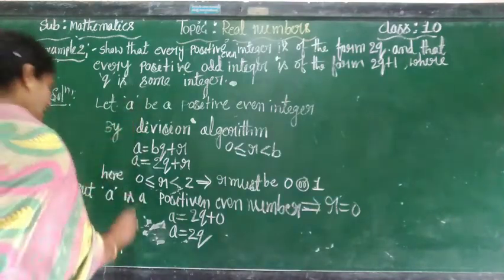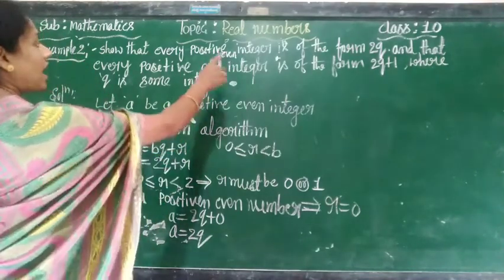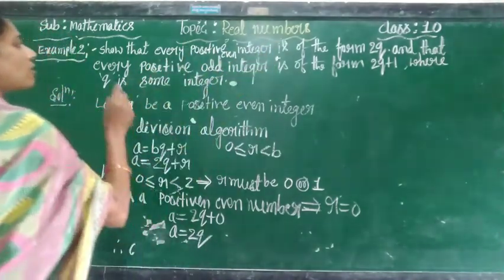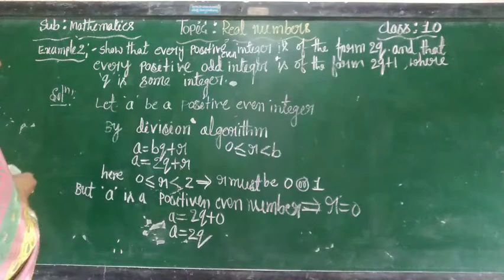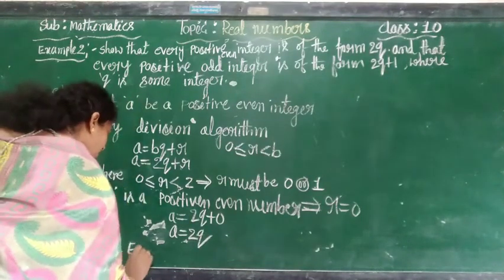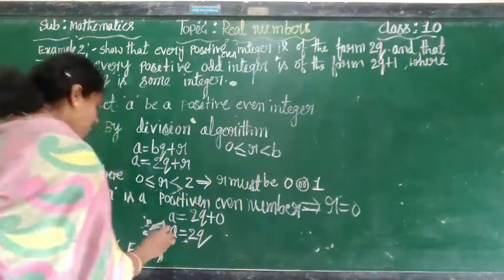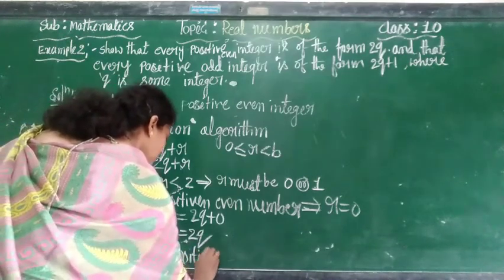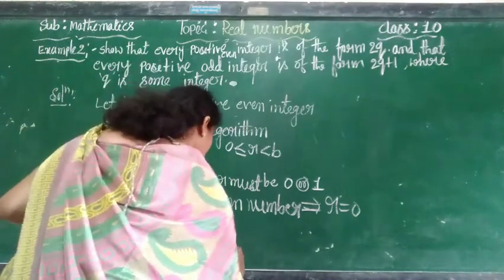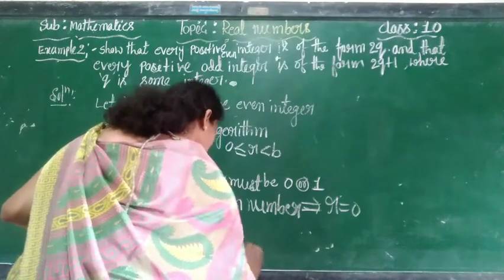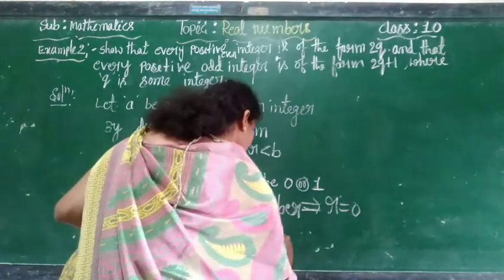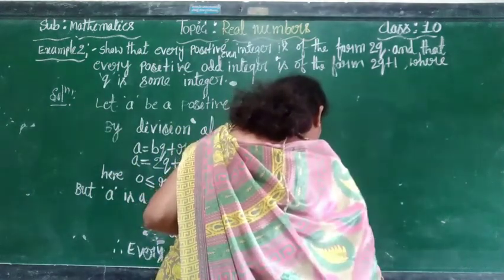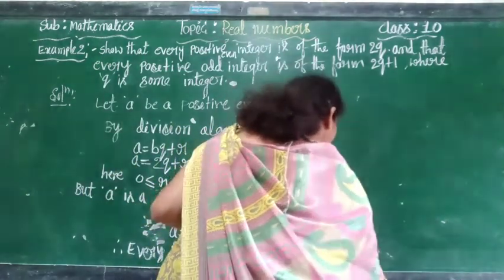Therefore, every positive even integer is of the form 2q.